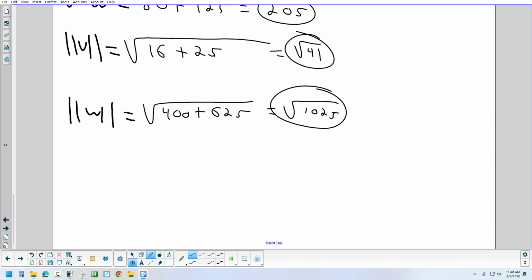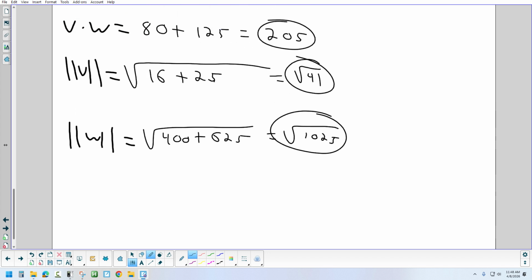Okay, so let's set up the formula. What goes on the left side of the formula to find the angle? Cosine of theta. And what's going to go in the top on the right side? Yep. 205. And what goes in the bottom? Yeah. Square root of 41 times the square root of 1,025.